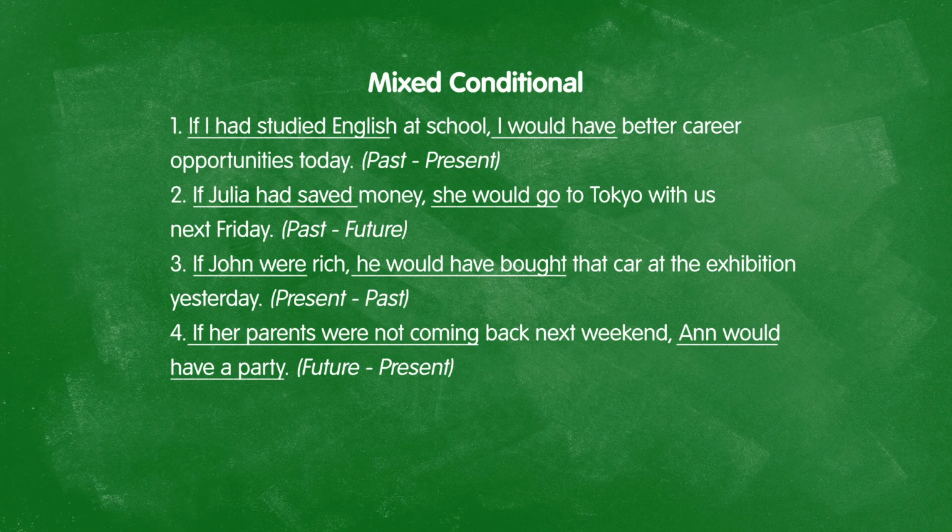Next, if John were rich, he would have bought that car at the exhibition yesterday. Now here, I'm starting in the present tense, if John were rich right now. But I'm talking about what he would have done in the past, and that's okay. And finally, if her parents were not coming back next weekend, we would have a party. Here, I'm beginning talking about the future, and I'm ending talking about the present. If you're doing this, just remember to use the correct conditional, either the second or the third, to do this.